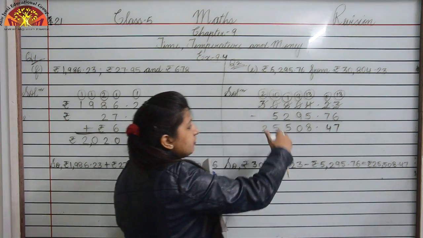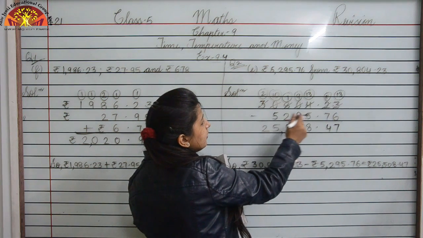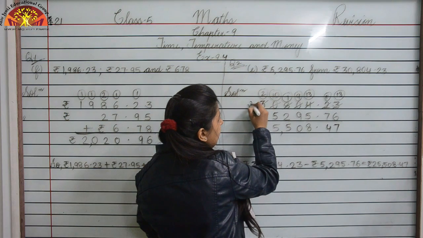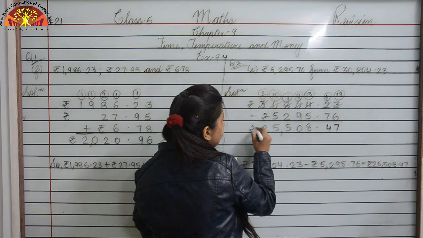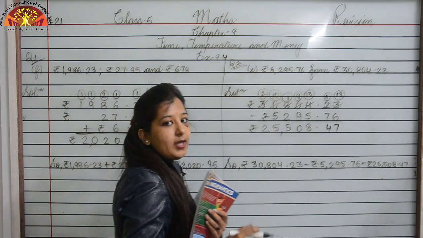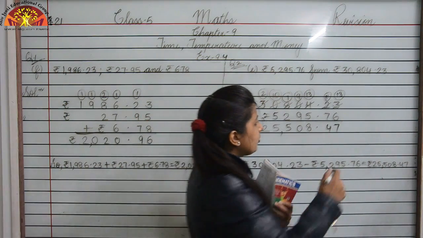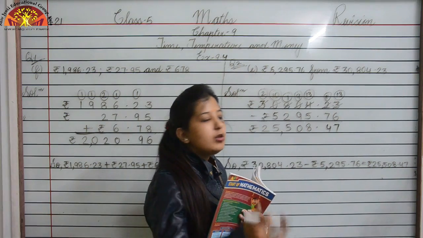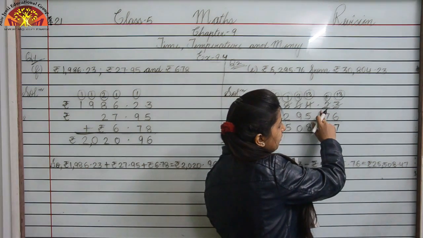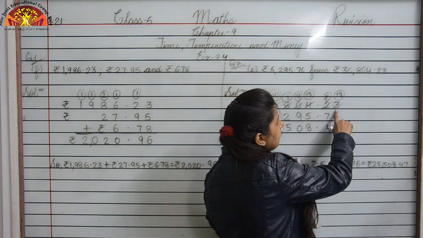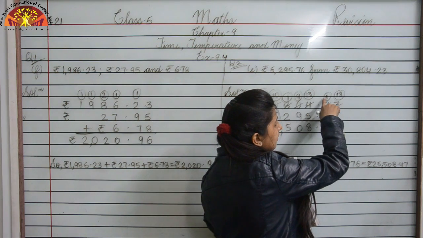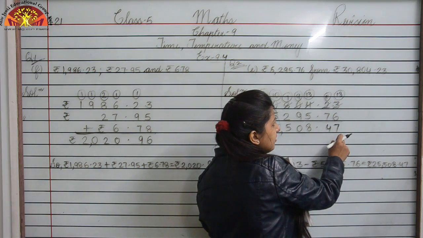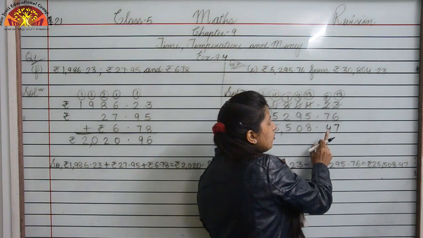Then 5,295 rupees 76 paisa. Now we are going to subtract it. Here you can see 3 minus 6 is not possible, so we will borrow 1 from it. So here 13 and here 11 will remain. So then 13 minus 6 equals 7, 11 minus 7 equals 4.